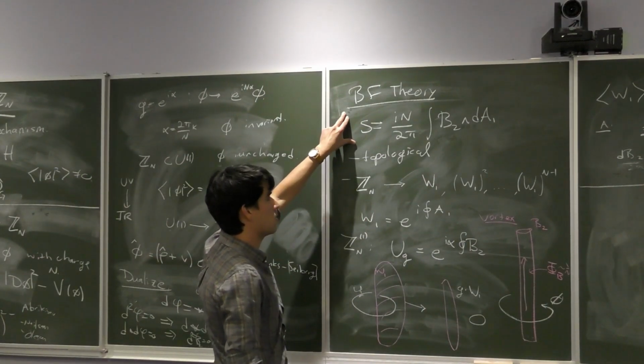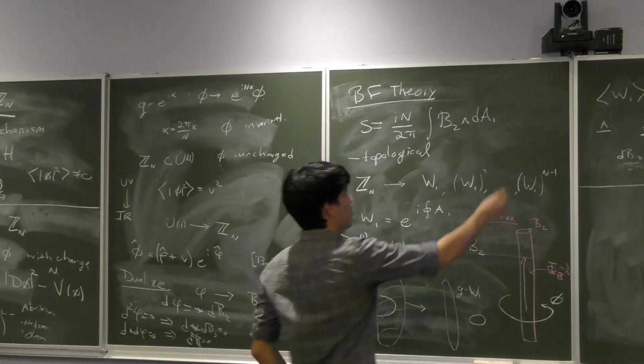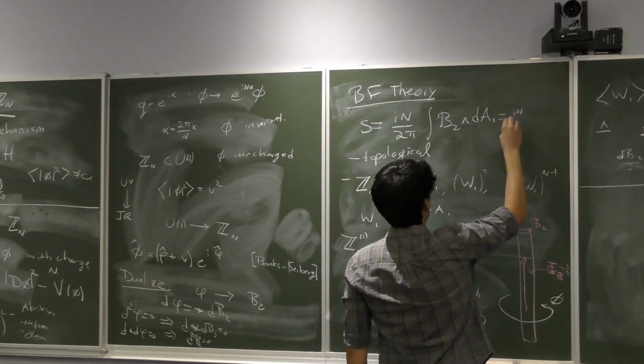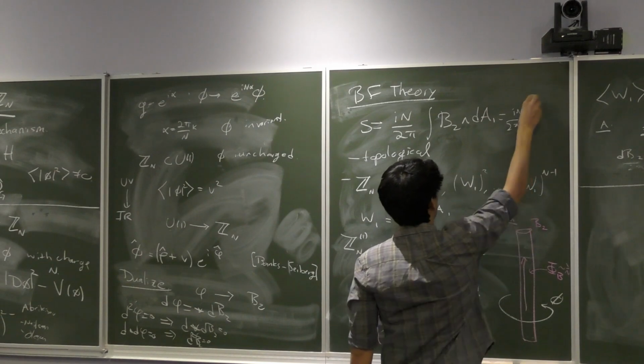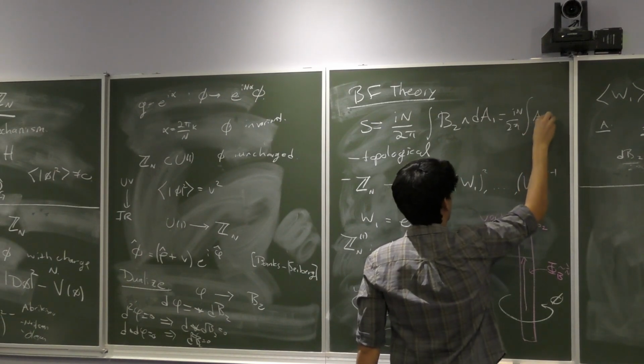And the reason why this gives you the n-gauge field is you say first what you can do is you can rewrite it as i n over 2 pi A1 wedge dB2.